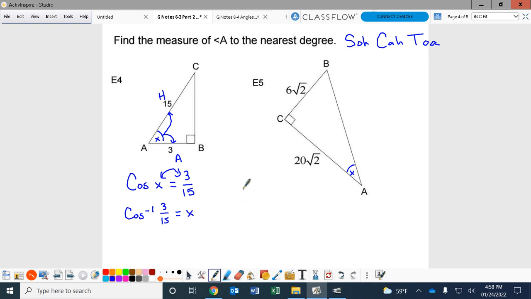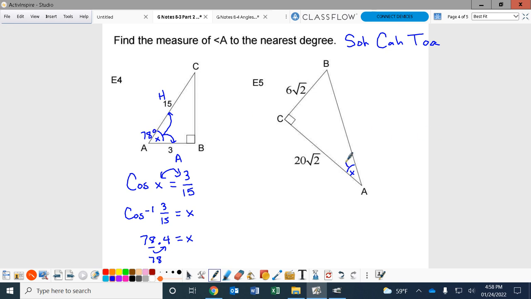So 3, fraction button, 15, second cosine, equals. That's going to give you 78, sorry, my computer cut out for a second, 78.4 equals x. An 8 with a 4 after it would stay the same, so it'd be 78 as our final answer. So this angle right here would be 78 degrees.